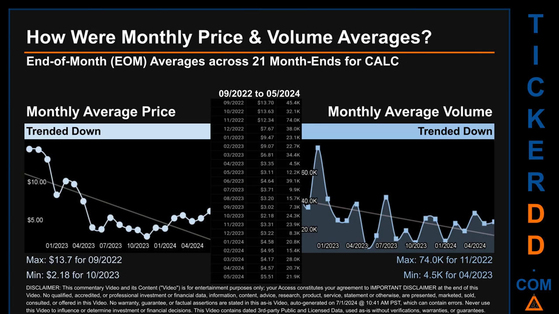How were price and volume averages for CALC? Across 438 trading days, there were a total of 21 month ends, of which monthly averages for daily price and volume were calculated. Overall, monthly price average trended down while monthly volume average trended down. The maximum end-of-month average price was $13.70 for 09/2022, while the minimum was $2.18 for 10/2023. Looking at volume, 11/2020 and 04/2023 respectively saw the highest and lowest monthly average volume at 74,000 and 4.5 thousand.